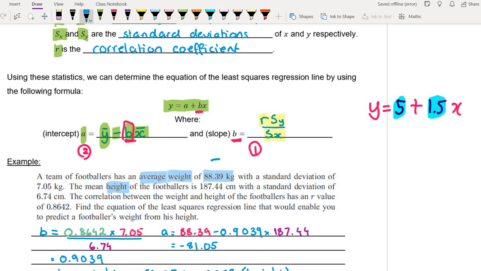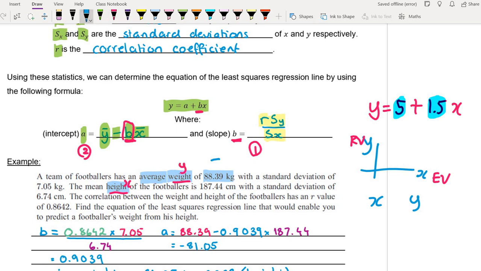Now you need to decide, between weight and height, what's going to be your X and Y. Remember, on the graph where you see X and Y, you also need to make sure that your EV goes here and RV goes here. So you need to decide which one's X and which one's Y. And hopefully you know that the height is going to explain the weight. So height is the EV, so height is X, and weight is Y.